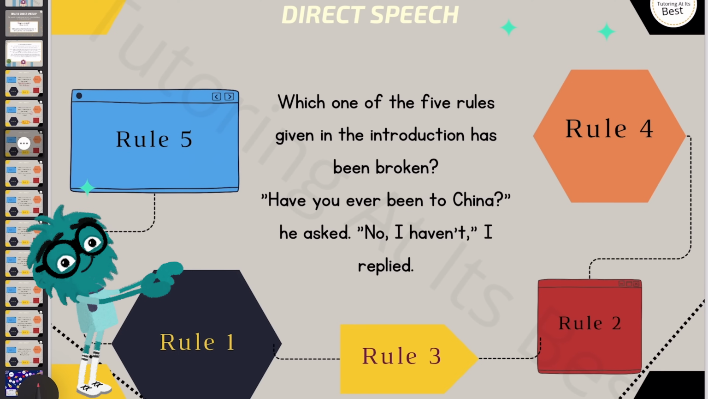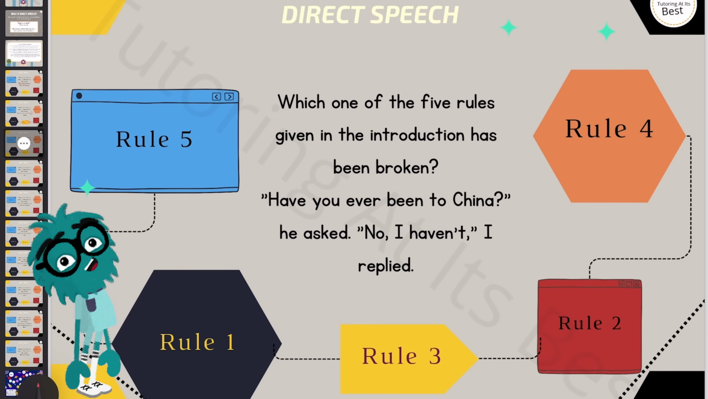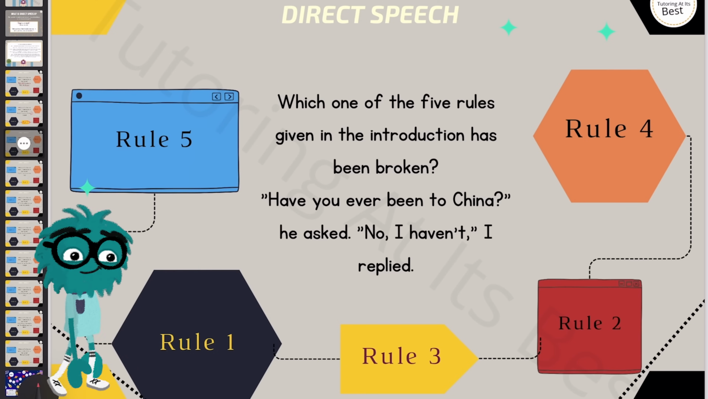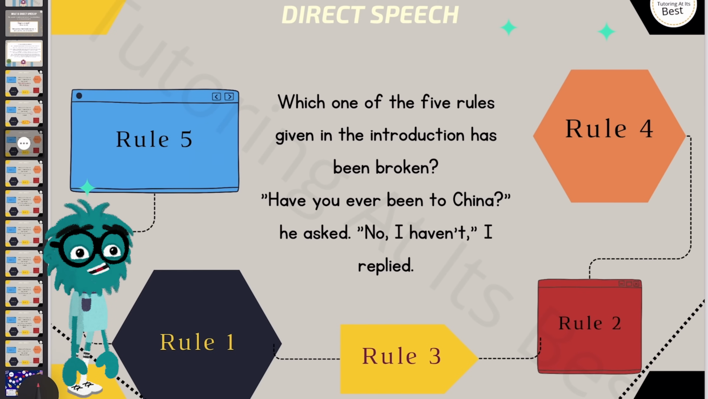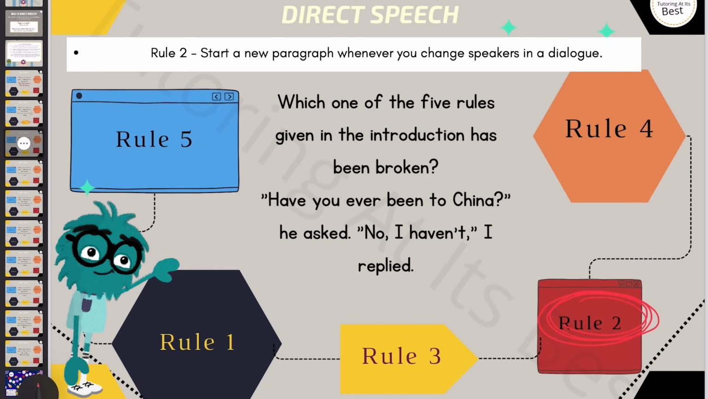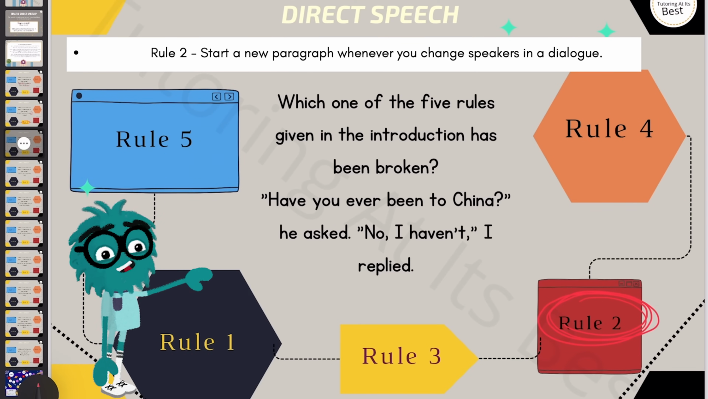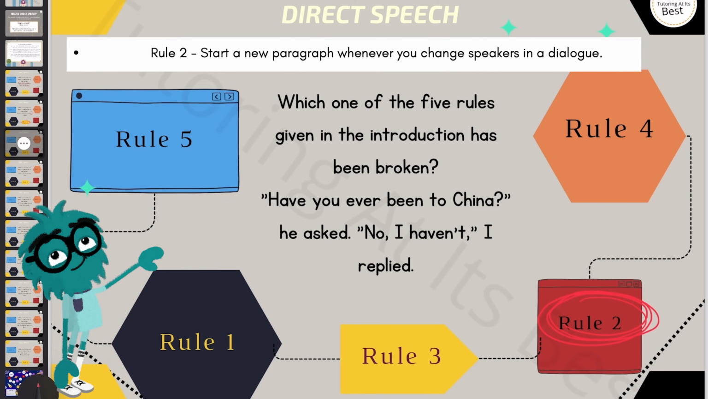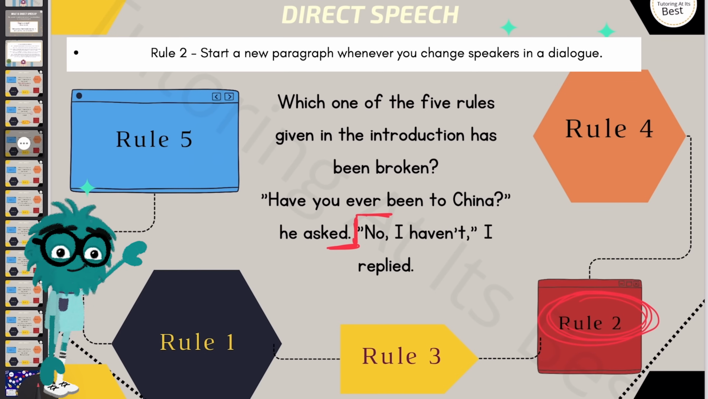Which one of the 5 rules given in the introduction has been broken? "Have you ever been to China?" he asked. "No, I haven't," I replied. Any idea as to which rule has been broken? If you chose rule 2, it is absolutely correct. Please remember, with rule 2, you must start a new paragraph whenever you change speakers in a dialogue. So there should definitely be some space between one dialogue and the other.